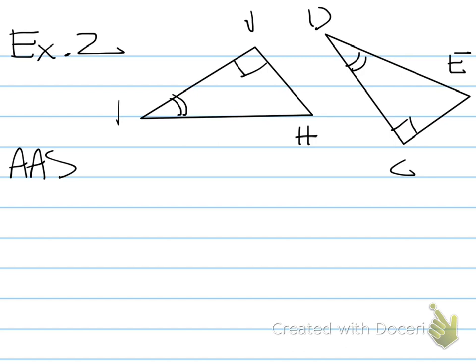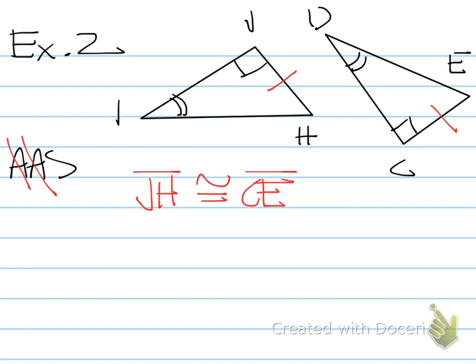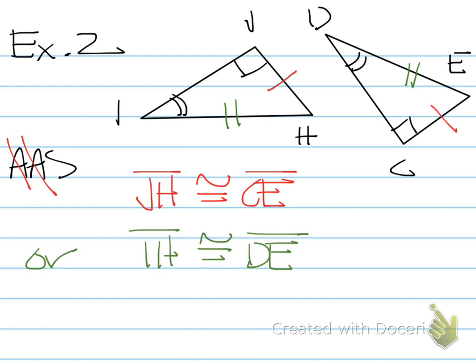Here we want to determine if the two triangles are congruent. We want to use angle angle side. So we already have the two angles marked, so we need one of the non-included sides. So you could either choose JH and CE or IH and DE. You could say JH is congruent to CE or IH is congruent to DE.